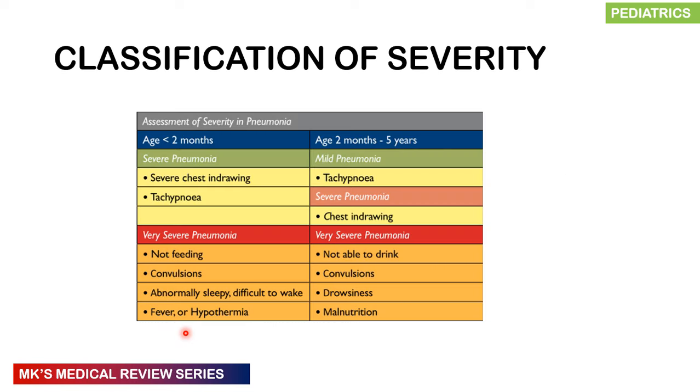This is how we classify pneumonia based on severity. It is divided into those less than 2 months and those between 2 months and 5 years. For those less than 2 months, it is divided just into severe and very severe. If they have severe chest indrawing or tachypnea, they have severe pneumonia. If they refuse to eat, are convulsing, are abnormally sleepy or difficult to wake up, have a fever, or are hypothermic, then that is considered very severe pneumonia. In the older age group, if there is just tachypnea, it is considered pneumonia. If there is chest indrawing, it is considered severe. If they are not able to drink, if there are convulsions, if they are drowsy, and if there is malnutrition, then we consider it very severe.